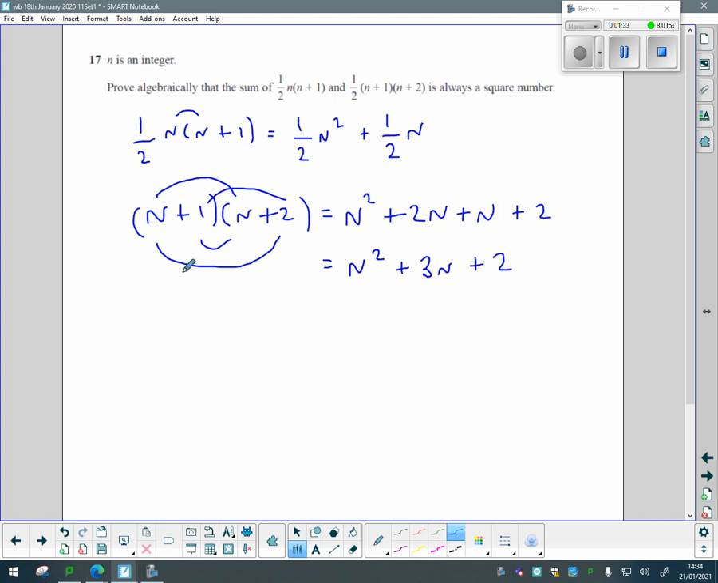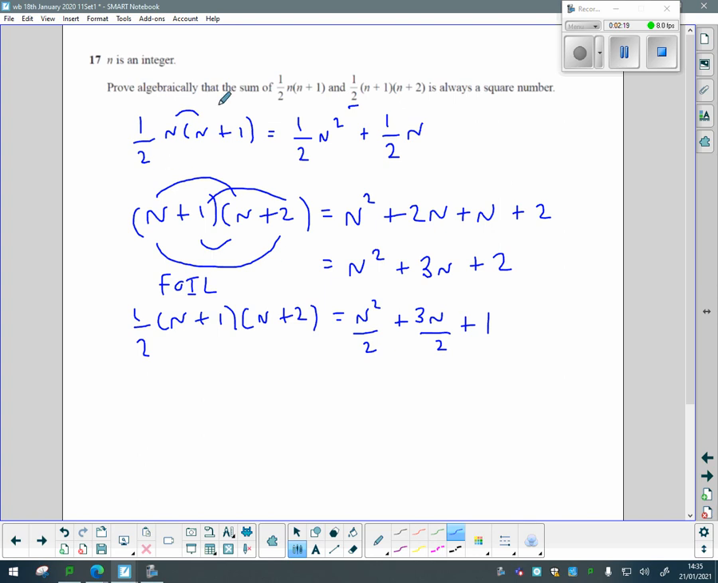plus 2. Now we need to multiply through this by a half, because in the question up here, it's a half of those things. So a half, let's write it down properly, a half of n plus 1, n plus 2 is equal to n squared over 2 plus 3n over 2 plus 1. This expansion, by the way, I was using the words first, outer, inner, last. So that's a good acronym to remember to make sure you're getting every component of the expansion.